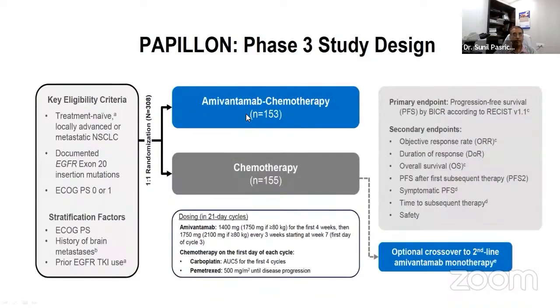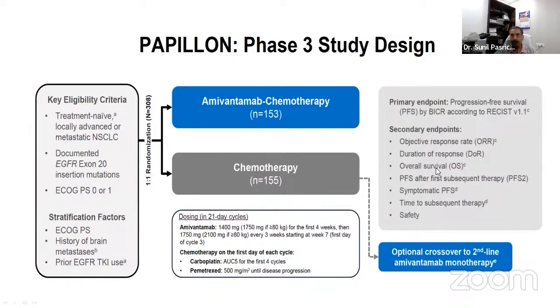So this was the study design in which the eligibility criteria was treatment-naive locally advanced or metastatic NSCLC with a documented EGFR exon 20 insertion mutation with a PS of 0 or 1. A total of 308 patients were recruited, which were divided into 153 and 155 patients for the combination and chemotherapy alone respectively. The primary endpoint was PFS, and the secondary endpoints were the overall response rate, the duration of response, and overall survival.